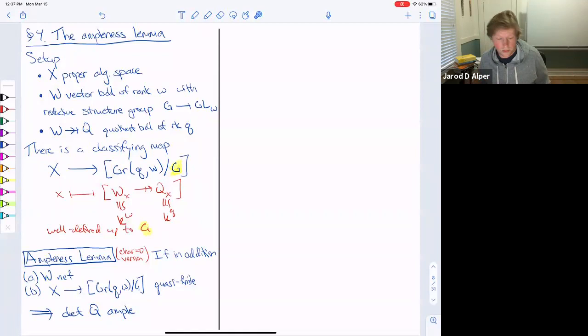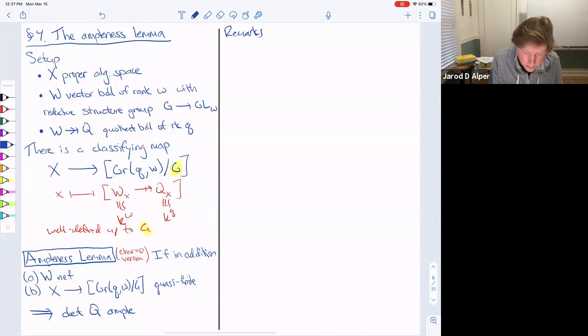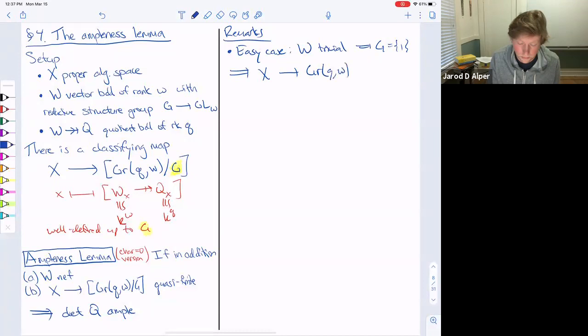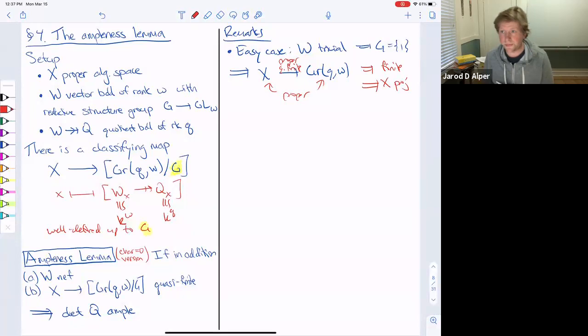Let me make some remarks on this. First, let me say what the easy case is. Let's suppose W is trivial. That means that the structure group G is also trivial, and what that means is that I actually get a map from X to the Grassmannian. Note that both of these are proper. Therefore, this map is also proper. But we're assuming that it's also quasi-finite, so that implies the map is finite, and that implies that X is projective. Moreover, the line bundle, the determinant of Q, corresponds to the linearization on the Grassmannian.